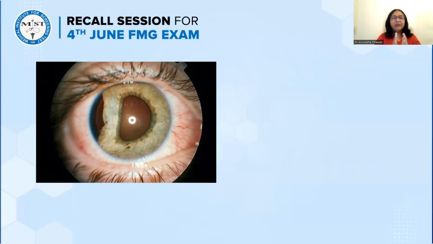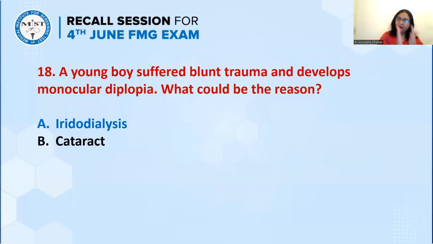Okay, because severe blunt trauma can cause disinsertion of the iris from its root, as you are seeing here. Okay, so there become two pupils. The normal pupil becomes D-shaped, and then there is another gap here. So the person will have double image from one eye, that is monocular diplopia. So in a question related to blunt trauma leading to monocular diplopia, most likely if the choice was iridodialysis, that will be the right choice in this case.